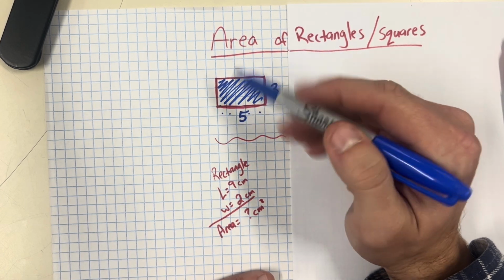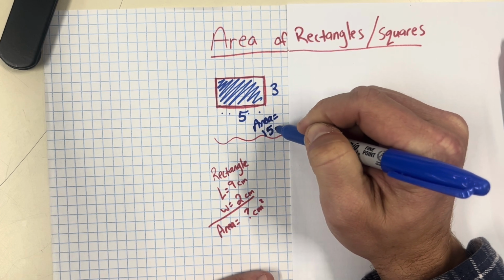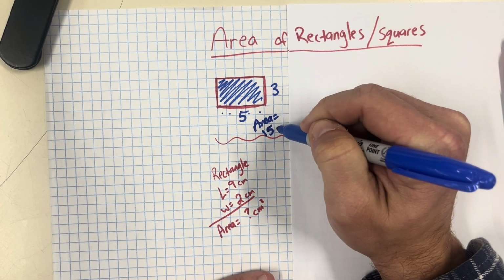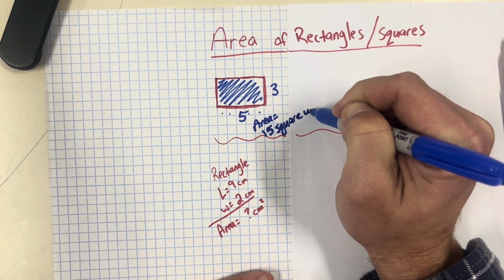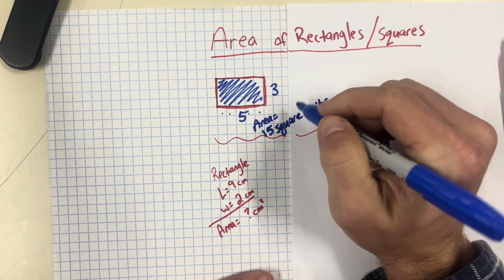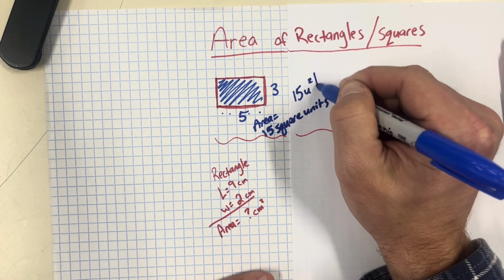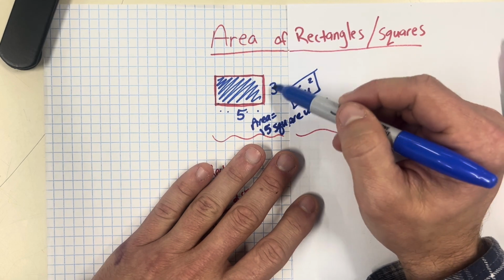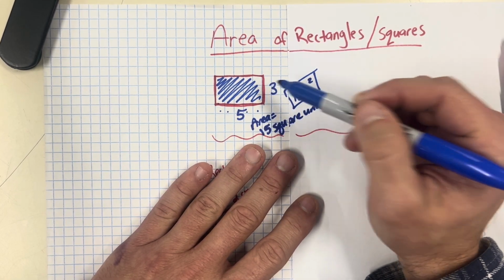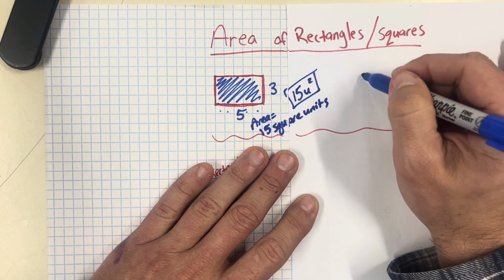So the area of this rectangle is 15 squares. So I'd write 15 square units. Or you could also write it in a shorter way of 15 units squared. And that little 2 up there refers to the dimensions that we're using right here, using our length and our width.